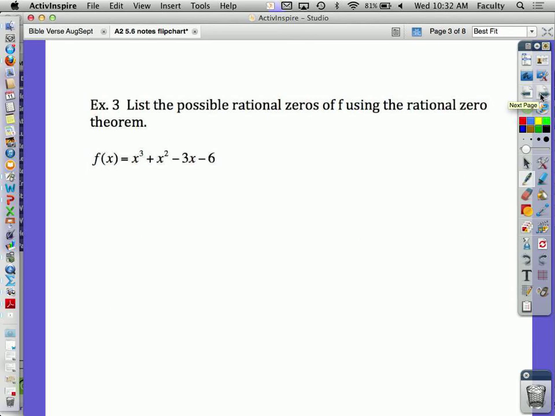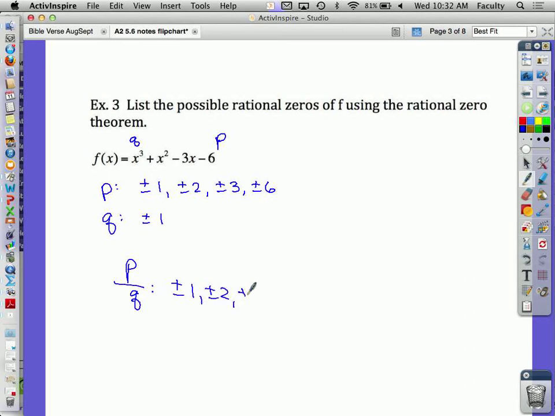Let's try it on the third one. P, remember, the first shall be last and the last shall be first. So you're always going to start with the constant. So what are you going to put down for P? Plus or minus 1, plus or minus 2, plus or minus 3, plus or minus 6. Good job. And then what do you know about Q? It's just plus or minus 1. Once you get the hang of this, if Q is 1, I end up skipping a step because if you divide by a 1, it's just the row of P, isn't it? Okay?